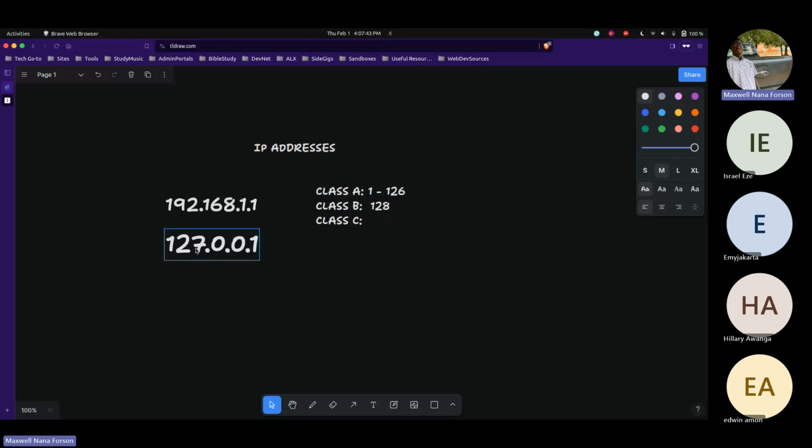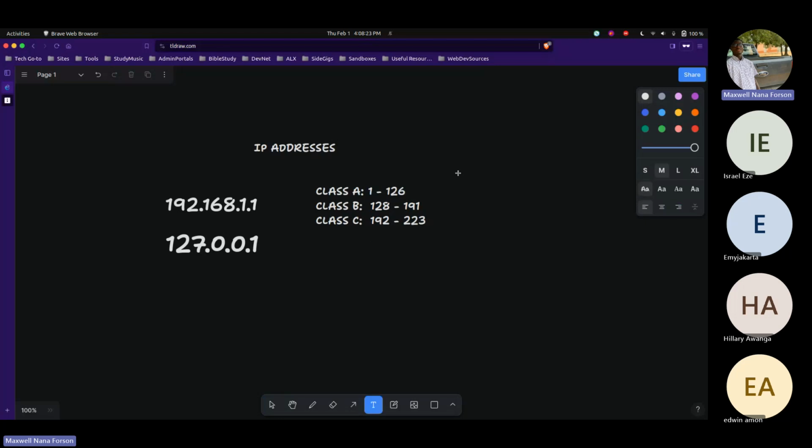Class B starts at 128 all the way to 191. Any IP address that you see starting from 128 all the way to 191 is in class B. Then class C starts from 192 all the way to 223. There are other ones, class D and class E. Class D is used for multicasting. That is when you are trying to send something from one place to a group of people at the same time.